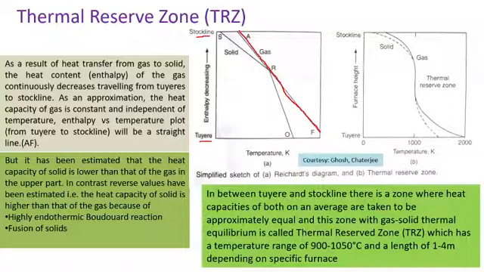As an approximation, the heat capacity of the gas may be assumed to be constant and independent of the temperature. So we will go for the enthalpy versus temperature plot along the height of the blast furnace, from the tuyere to the stock line. It gives a straight line, that is ARF, with the R point in between. It has been estimated that the heat capacity of the solid, that means of the raw materials, is lower than the gas in the upper part of the stack.